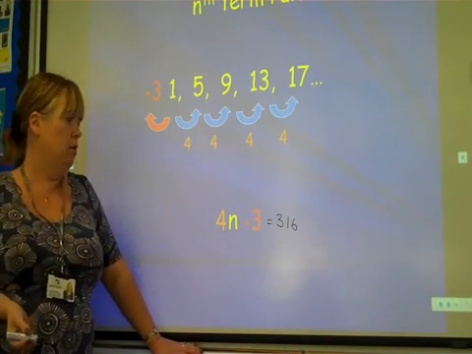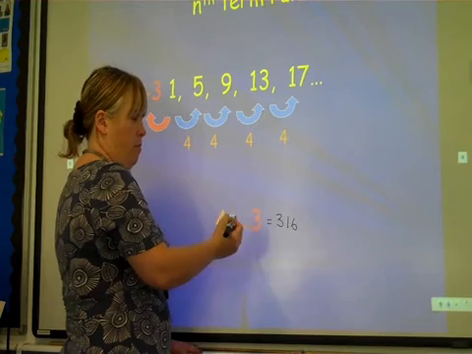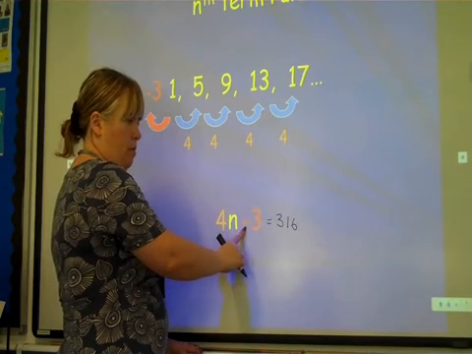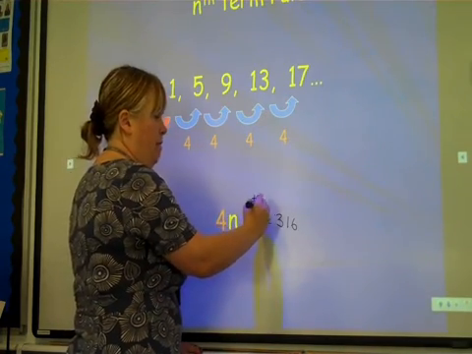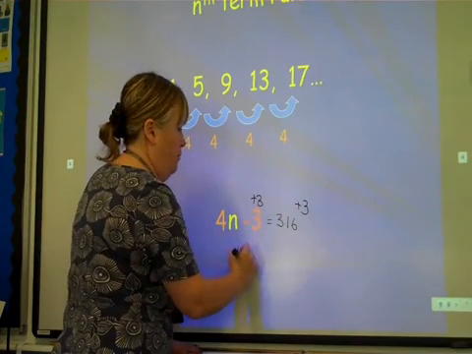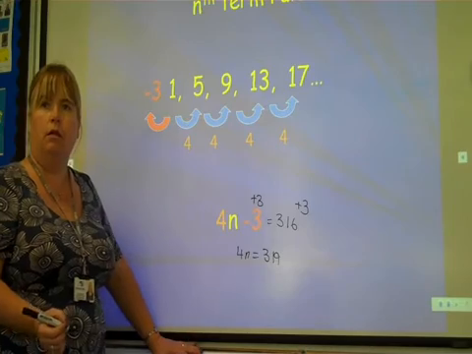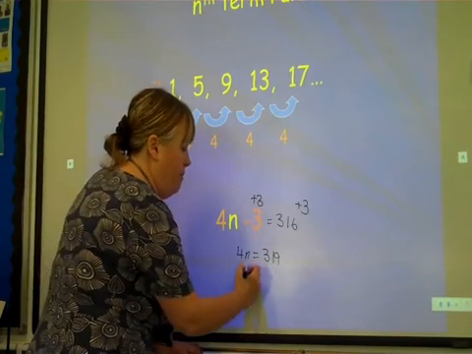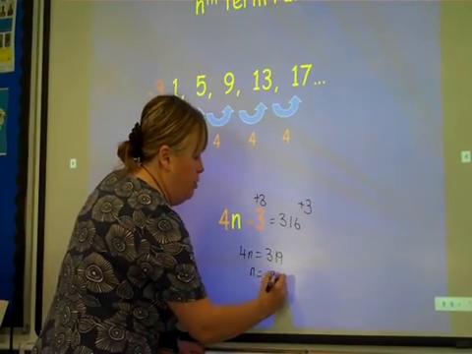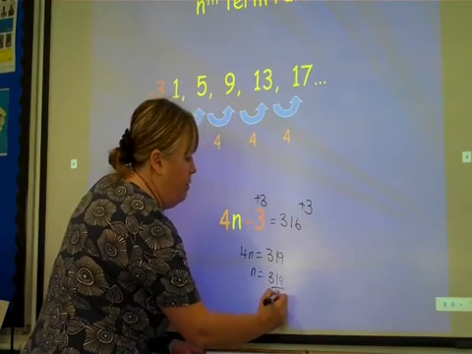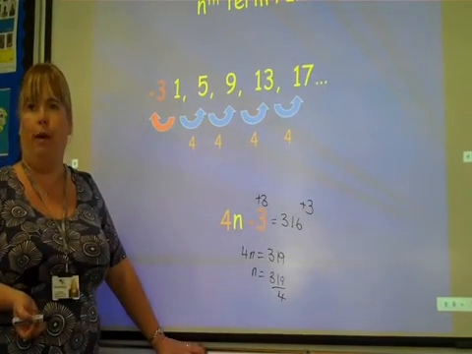Then add 3 and see which is divisible by 4. Brilliant. So if I add 3, then I've got 4n equals 319, which won't work because I can't divide that by 4, can I? When I do 319 divided by 4, it's not a whole number.